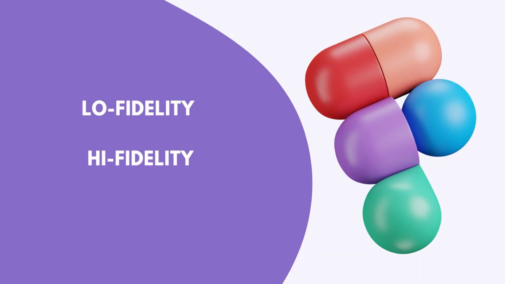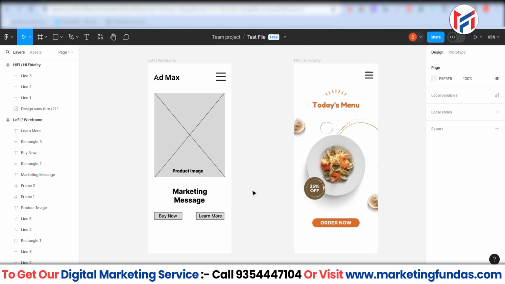Well, I'll show you the basic meaning of LoFi or low fidelity and HiFi or high fidelity with an example in the Figma tool itself. So let me take you to the Figma. So guys, as you can see, we are in the Figma tool itself, and here you can see two designs. This is the LoFi and this is the HiFi. Now with the visuals, you can understand what is the meaning of LoFi and HiFi.